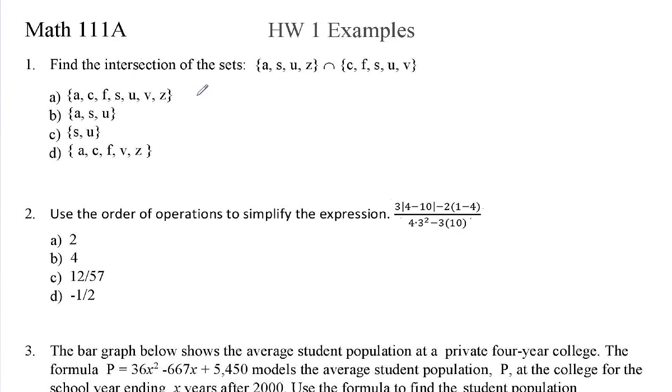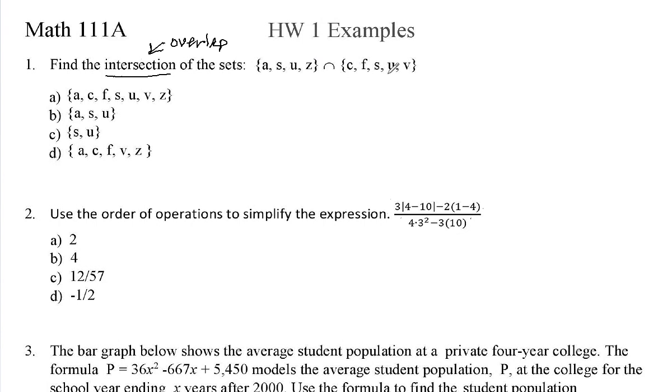Now just be aware though that your problems are not going to be identical to these examples, but they should be very similar. So let's get started. Here in problem number 1, they want us to find the intersection of a couple of sets. And remember that intersection means overlap. The key word there is "and," and the intersection symbol looks like an N, which is in the middle of the word "and." And so we want all the letters that are in both of these sets.